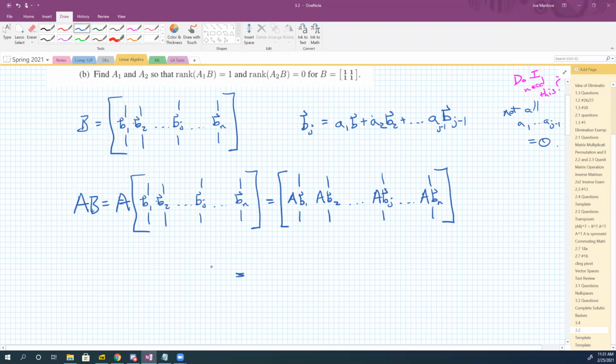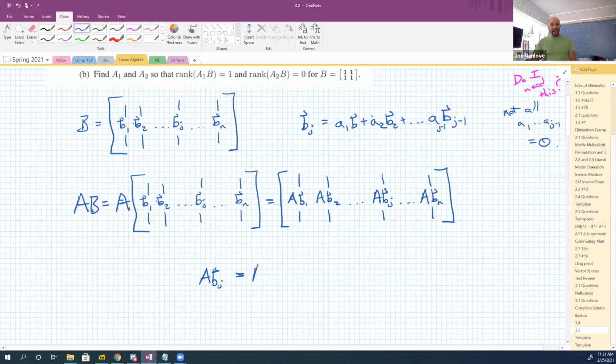That'd be AB_j. Perfect. That's AB_j. Still not sure where the vector hat goes on that. All right, so that's AB_j. Well, AB_j is A done to B_j, and B_j is this stuff. You guys with me?